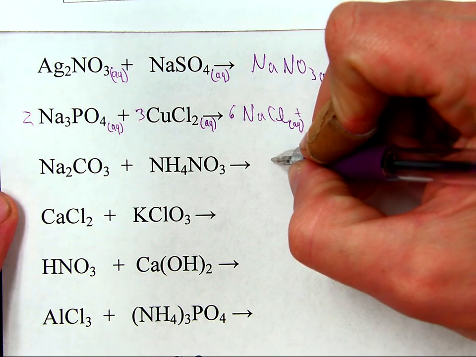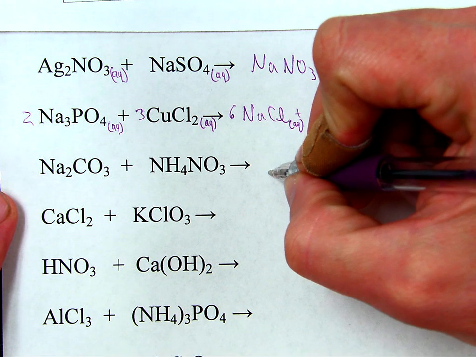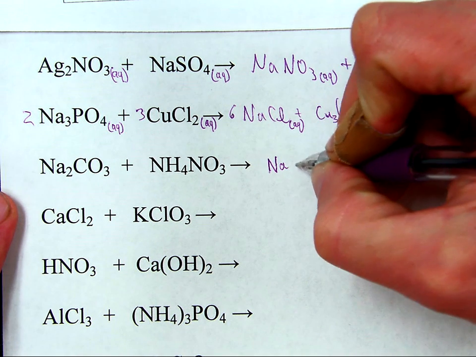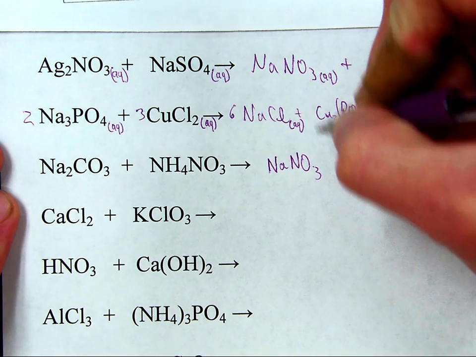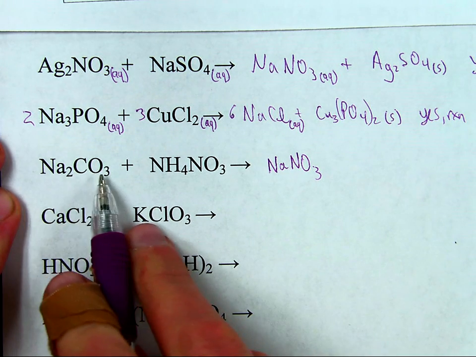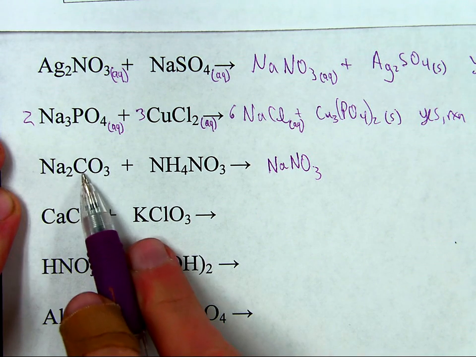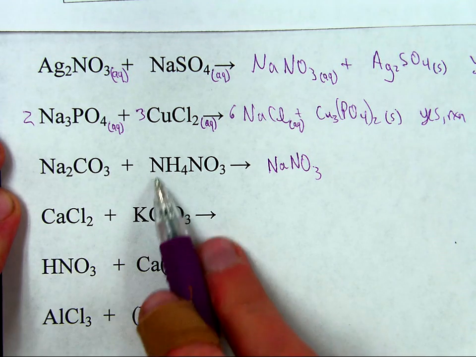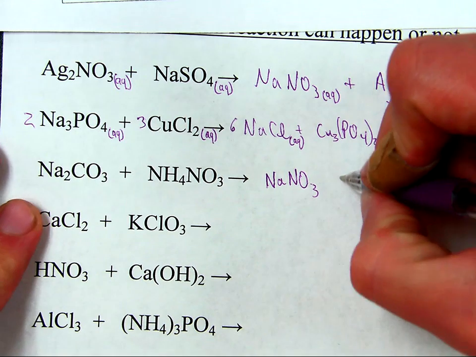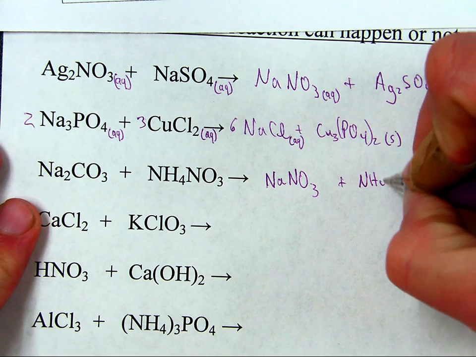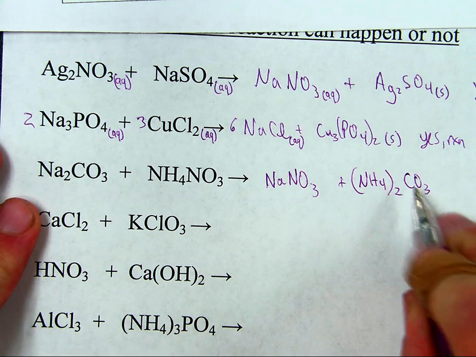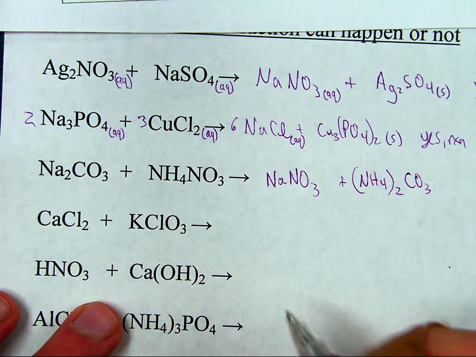Okay, so let's see, sodium and nitrate. And of course, feel free to watch as I work these out in case that's something you would like help with also. The carbonate is going to come over, the sodium goes with the nitrate, the ammonium comes with the carbonate. So NH4, 2 ammoniums with 1 carbonate, because carbonate's a 2- and ammonium's a 1+.